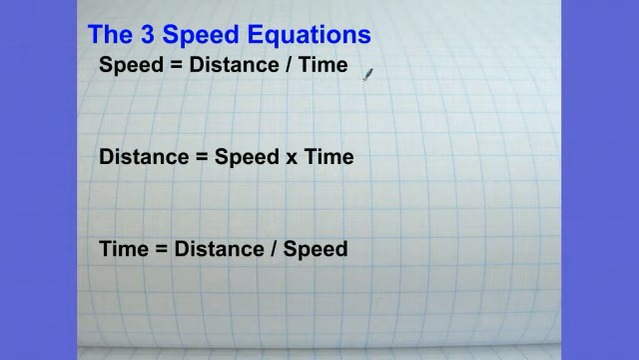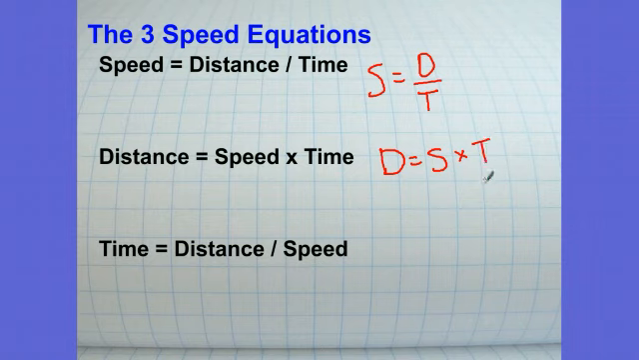So the way these three equations work is the first one, this is probably the one that you're going to use the most. It's speed equals distance divided by time. Now the way I'm going to usually write it out, because I don't want to write out all these words all the time, you're going to see it written as S equals D divided by T. Okay? That's the first equation. The second equation is distance equals speed times time. So I can express distance, right, by just doing speed times time.